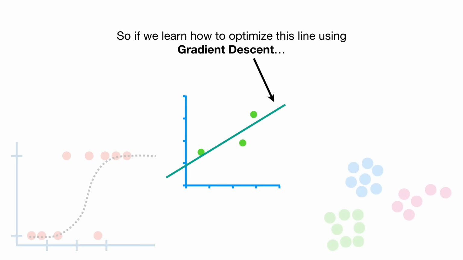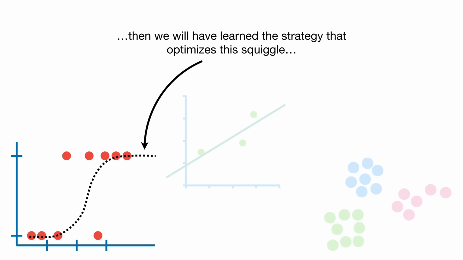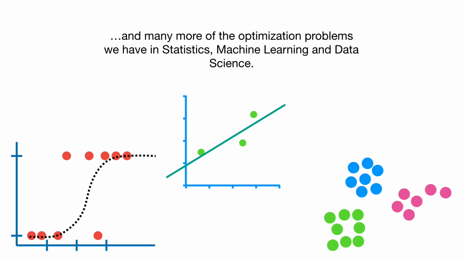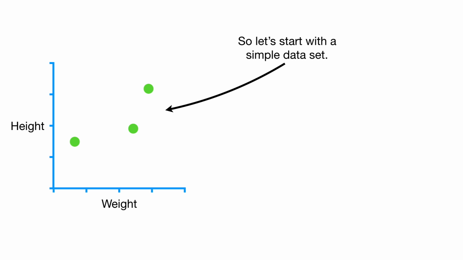So if we learn how to optimize this line using gradient descent, then we'll have learned the strategy that optimizes this squiggle, and these clusters, and many more of the optimization problems we have in statistics, machine learning, and data science. So let's start with a simple data set.